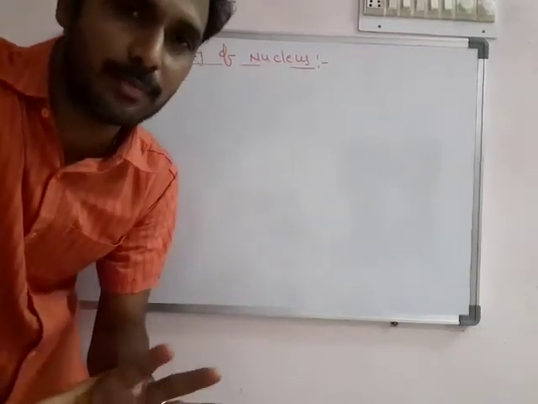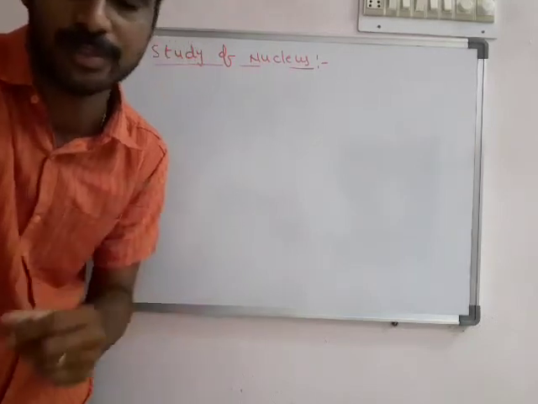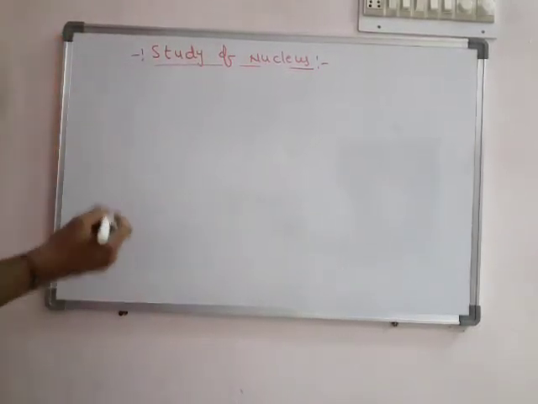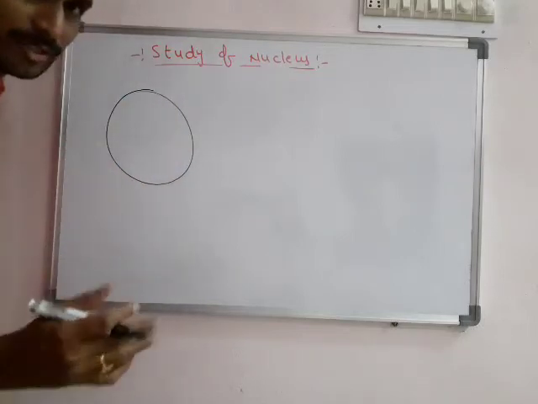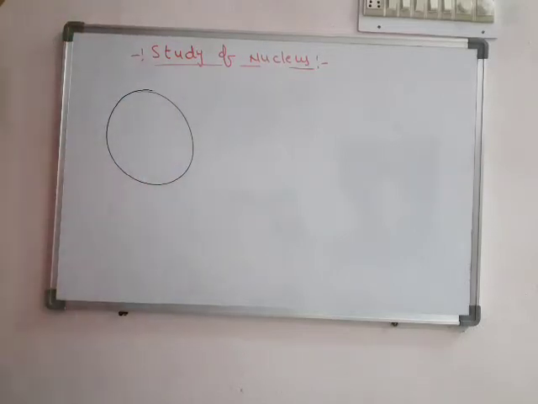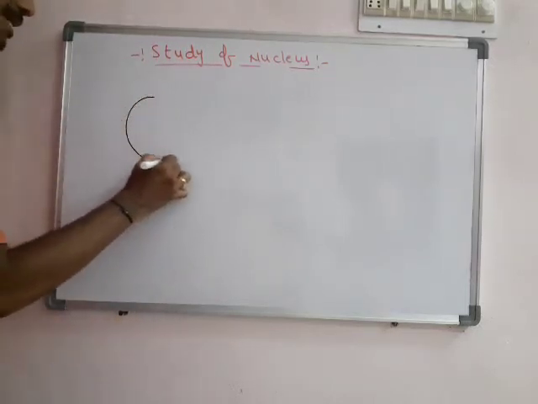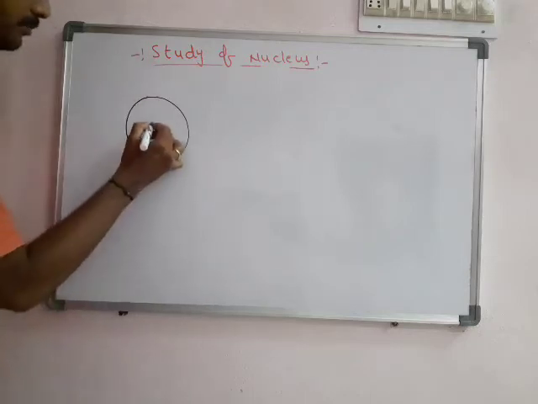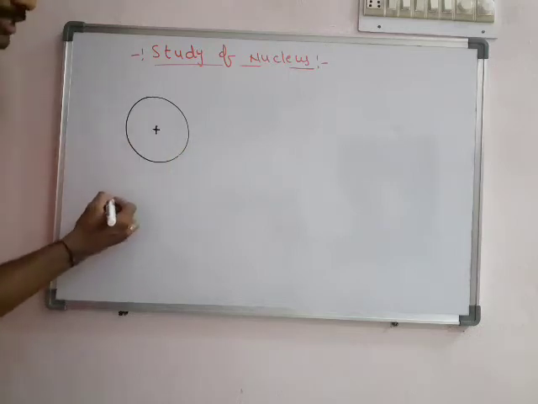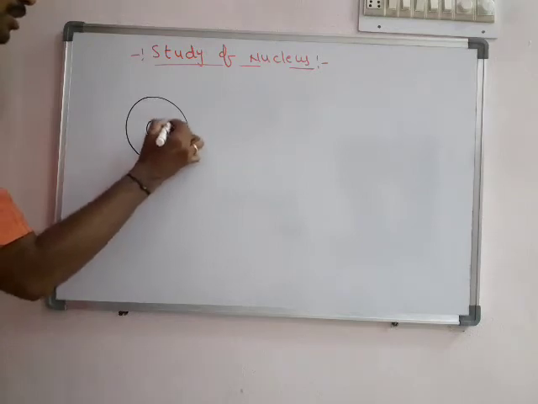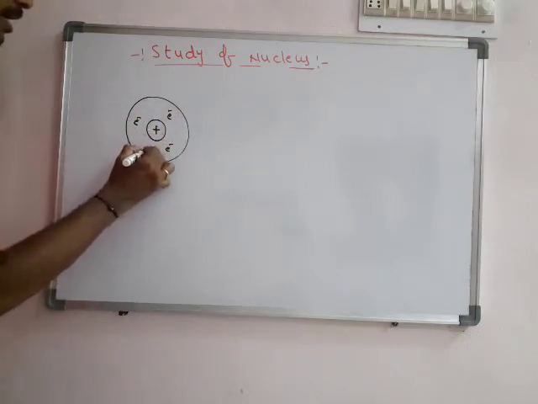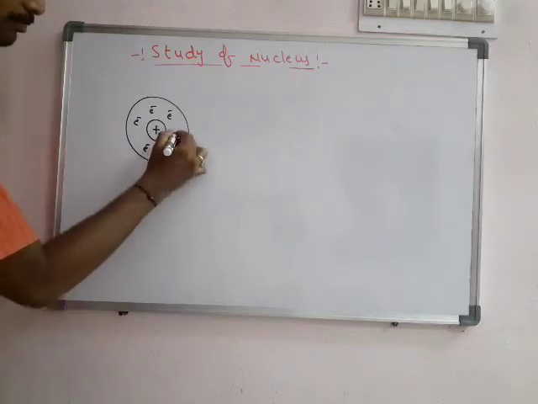So now we study about the nucleus. Already we know, with the help of all theories, we are able to know many points about the atom. The atom is spherical in shape. The total positive charge is concentrated at the center point, which is known as the nucleus. Next, electrons are present and revolve around the nucleus in different paths.